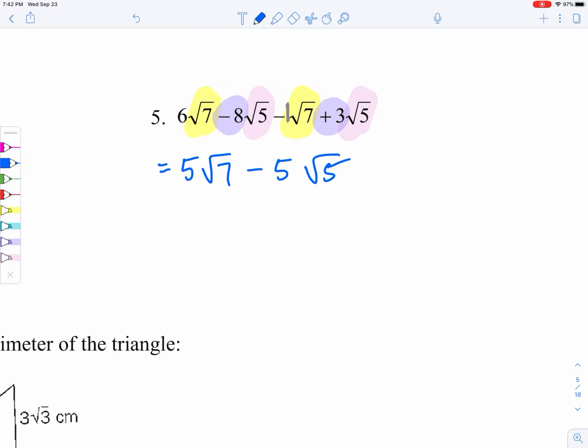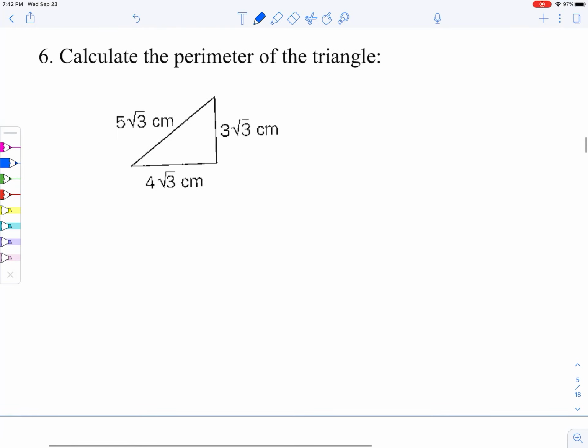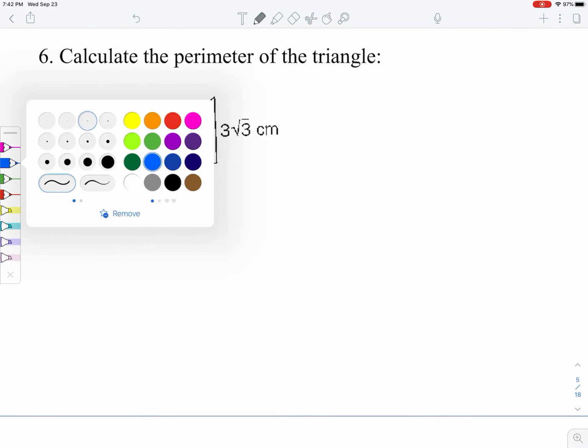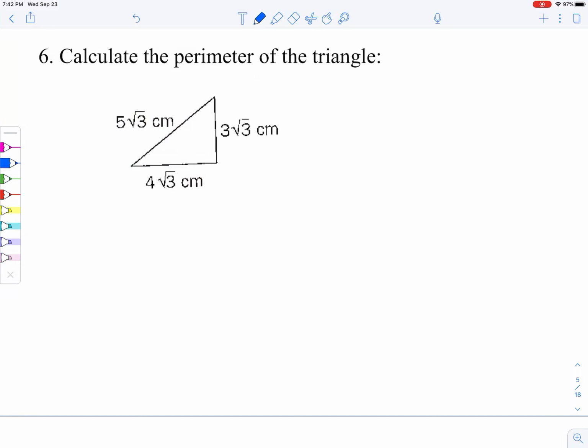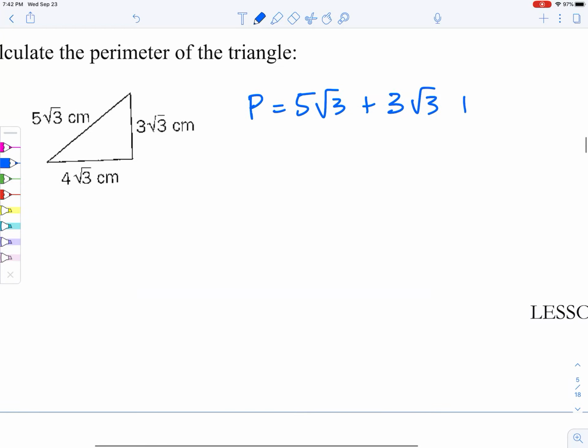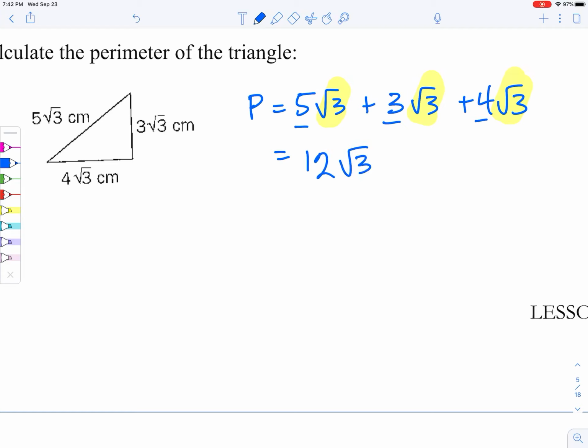So calculating the perimeter of this triangle down here means I'm going to add up all the sides. So the perimeter is 5 root 3's plus 3 root 3's plus another 4 root 3's. All the radicands match. So we can add the coefficients. So 5 plus 3 is 8 plus another 4 is 12 root 3. So the perimeter is 12 root 3 centimeters. Do not forget your units.